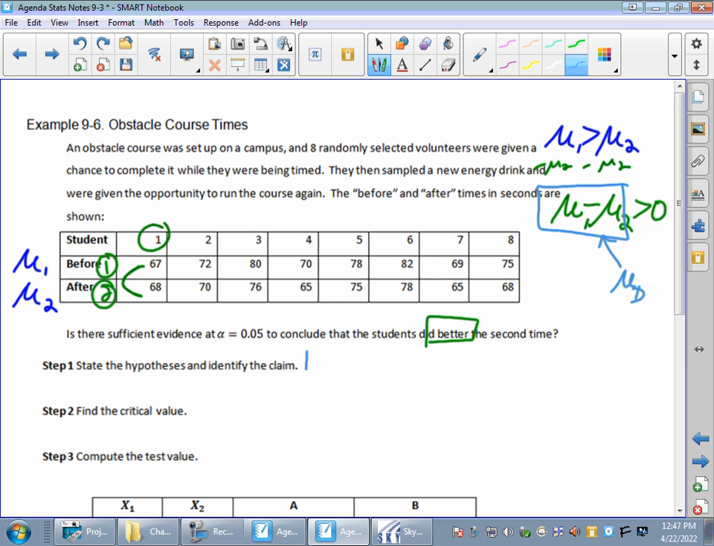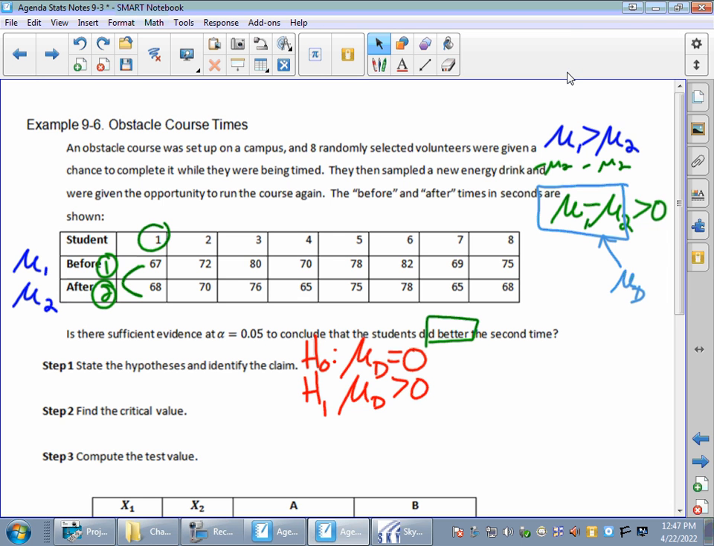So our H sub 0 is mu sub D is greater than 0. No, that's H sub... let me try one more time. H sub 0 is that mu sub D is equal to 0, because we always have the equality. H sub 1, we just said that mu sub D is greater than 0. The differences are greater than 0.